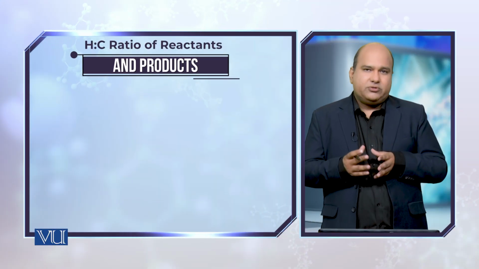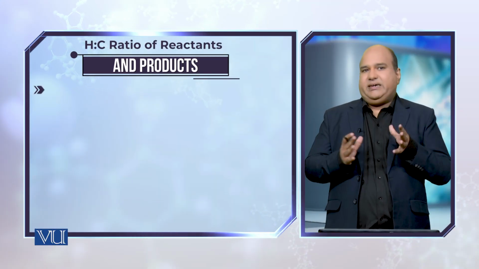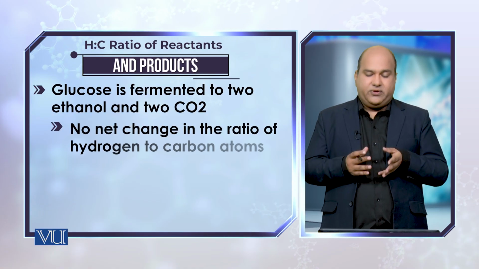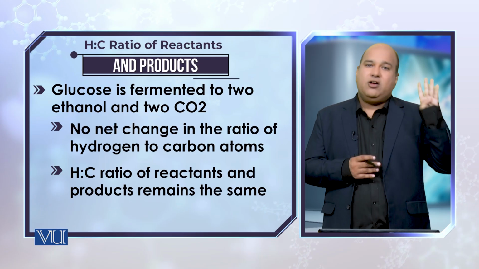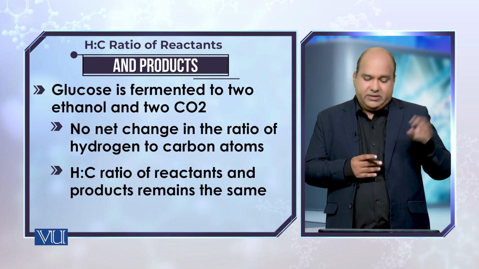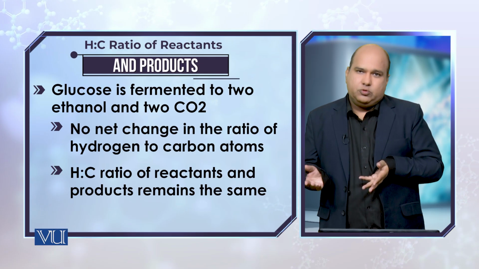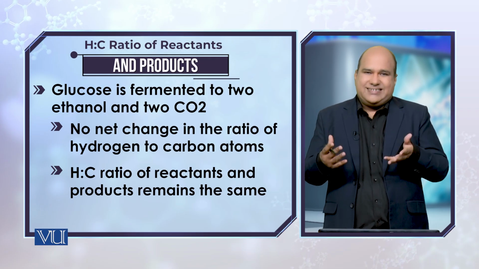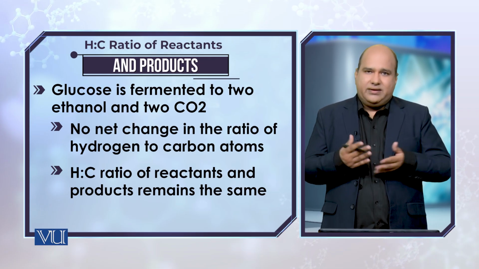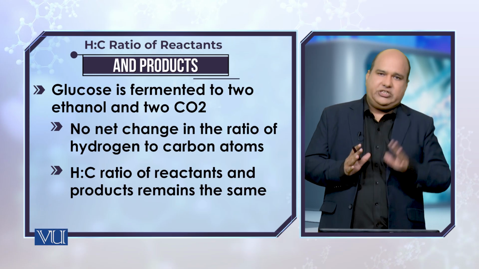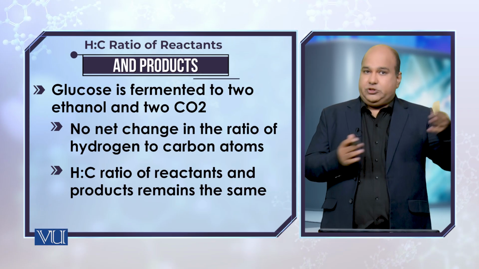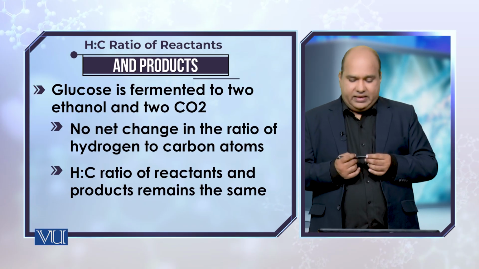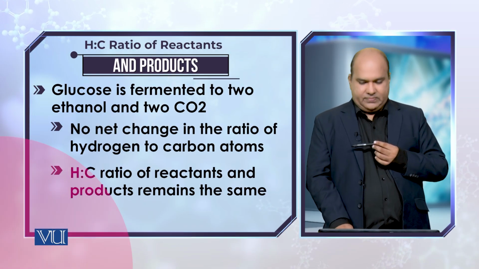Also, the hydrogen to carbon ratio remains the same, it doesn't change. The glucose is fermented into 2 ethanol molecules. So 2 ethanol molecules means 4 carbon atoms being utilized, and 2 CO2 molecules. So 6 carbon atoms are retained. There is no net change in the number of carbon atoms or the ratio of carbon to hydrogen atoms in this process.